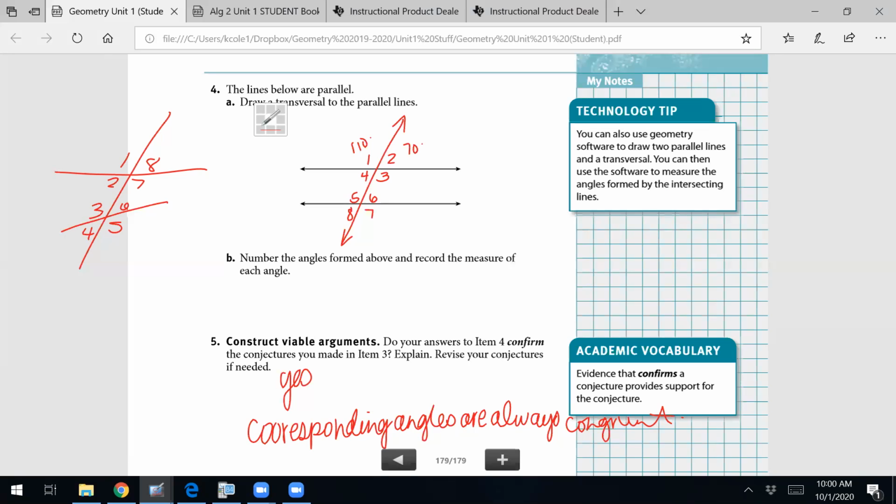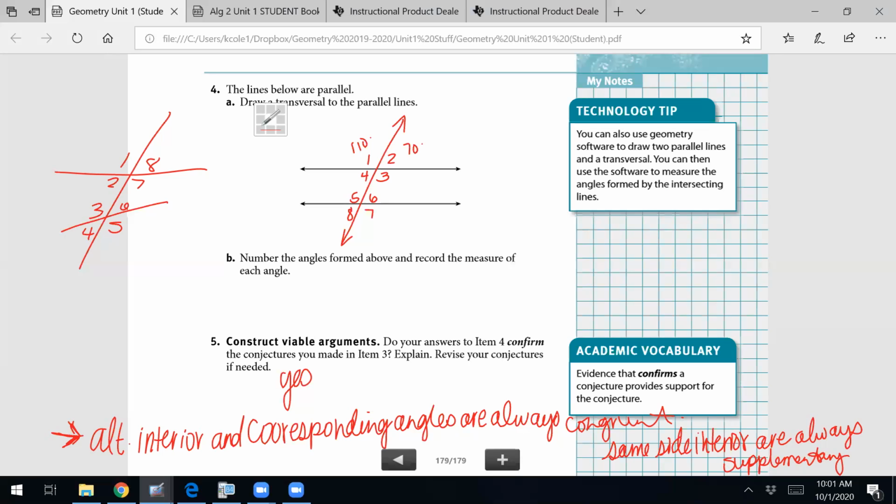I'm going to just add alternate interior and corresponding angles are always congruent. So that takes care of both of those. And then we also need to say same side interior are always supplementary. So you're just stating that.